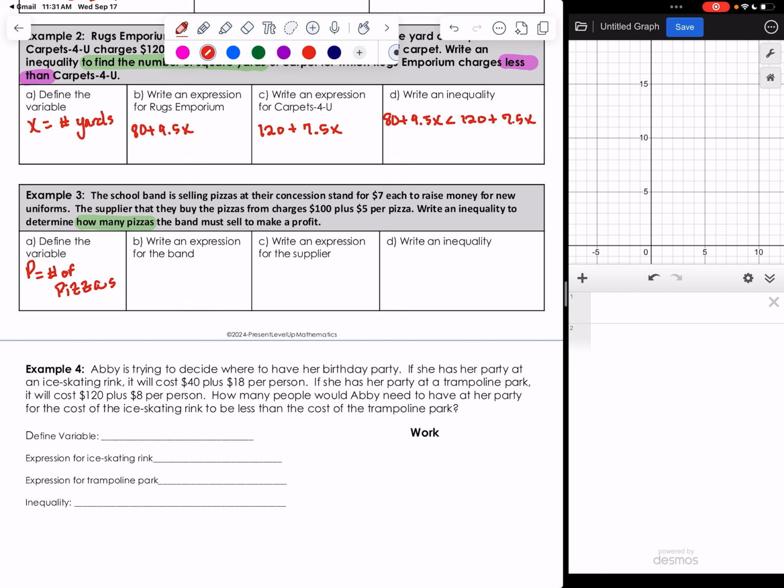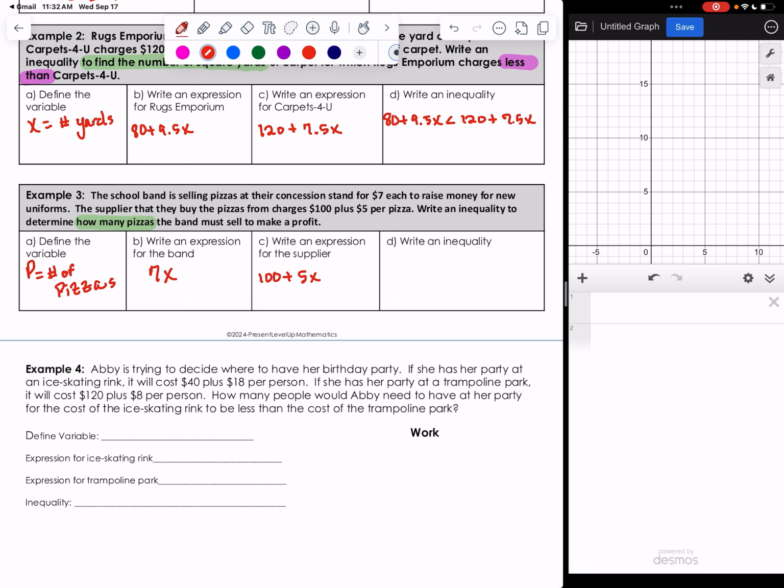Okay. Problem B, write an expression for the band. Well, all we know about the band is they're going to sell pizzas for $7 each. So the band would just be 7 times X, or 7 per pizza. Okay. C, write an expression for the supplier. Well, we know the supplier charges $100 plus $5 per pizza. So 100 plus 5x.